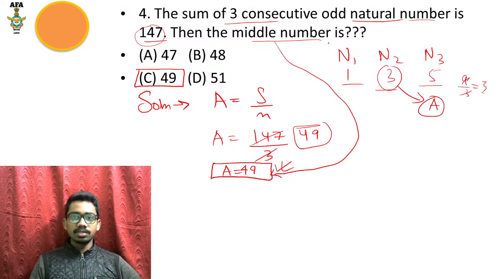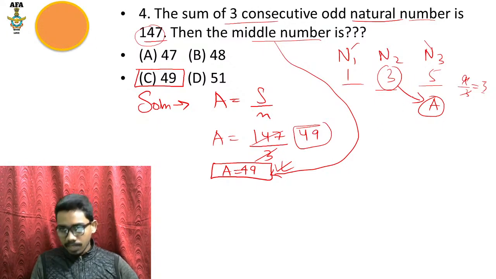I hope it is clear. The sum of three consecutive odd natural numbers is 147. Then the middle number is how much? So the middle number will be the average only, as the numbers are consecutive and in AP. Or you can take the sum of the first term and last term, and you will get the average. If you add all the numbers and divide by 3, you will get the average. And the shortest method: if it is odd, then the middle term will be the average.